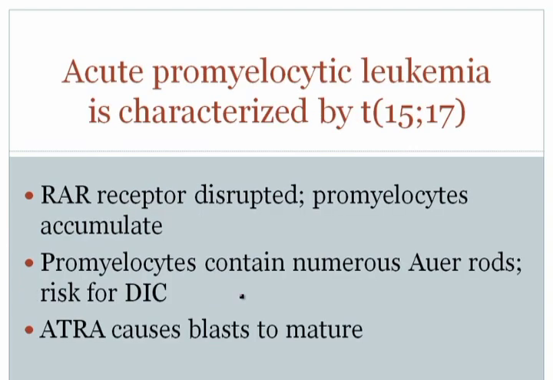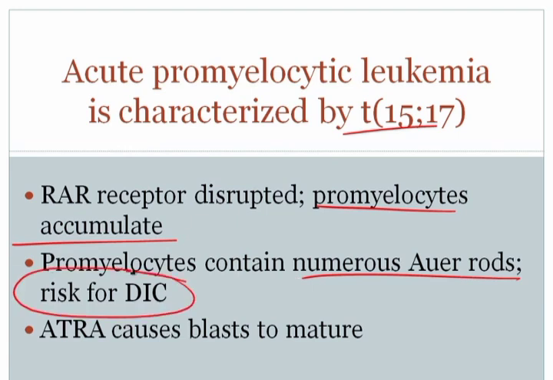A classic type of AML is that AML which is characterized by a 15;17 translocation, and this is also known as acute promyelocytic leukemia. Very high yield to know that the 15;17 translocation results in disruption of the retinoic acid receptor. When this retinoic acid receptor is disrupted, this then disrupts the ability of the cells to mature. And so instead of maturing, promyelocytes will accumulate. The promyelocytes contain numerous Auer rods, and that's important because the Auer rods have the potential of activating the coagulation cascade, and so there is a risk for DIC.